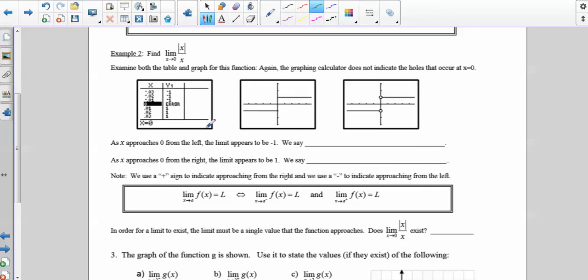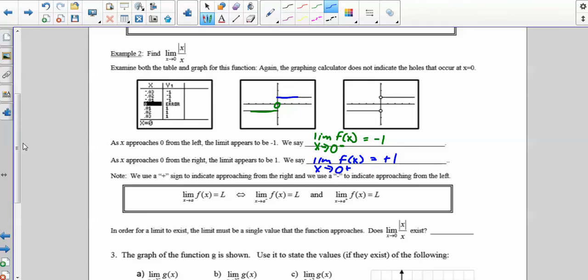So as x approaches 0 from the left, here's 0. As I approach from the left, my y values are negative 1. So we'll say the limit of f of x as x approaches 0 from the left, that's this negative sign right here, equals negative 1. And we can talk about the right-hand limit. So the right-hand limit is as x approaches 0 from the right. The limit of f of x as x approaches 0 from the right is positive 1.